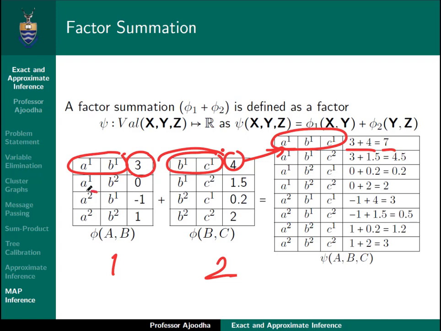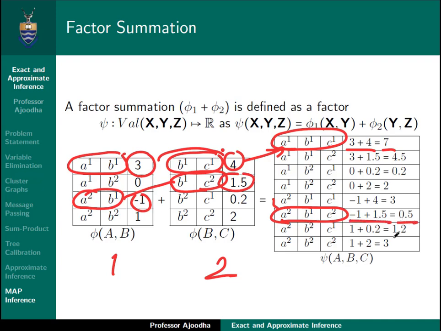Okay, let's do another one. A2, B1, and we've got B1 here, so it needs to be a B1 as well. So B1, C1, or it could have been B1, C1 or B1, C2. Let's pick this one here. So that becomes A2, B1, C2, which is this one here. A2, B1, C2, and that becomes minus 1 plus 1.5, which is 0.5.